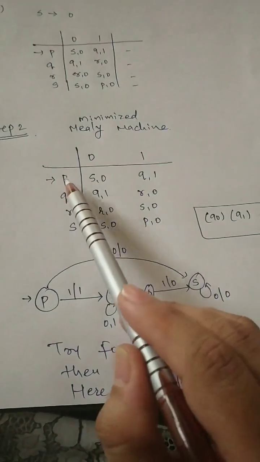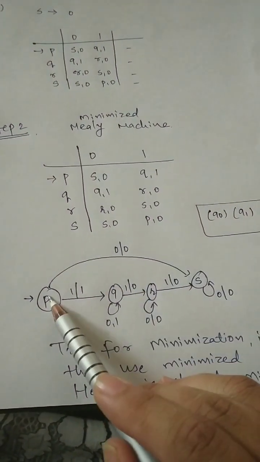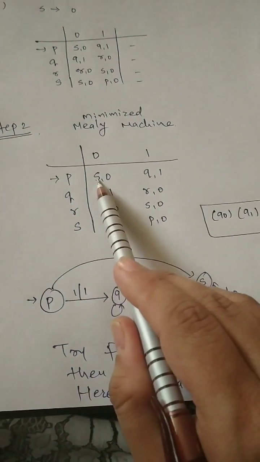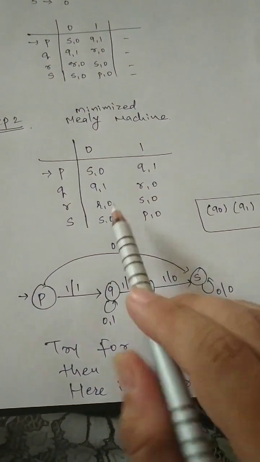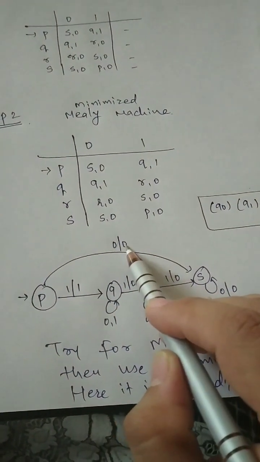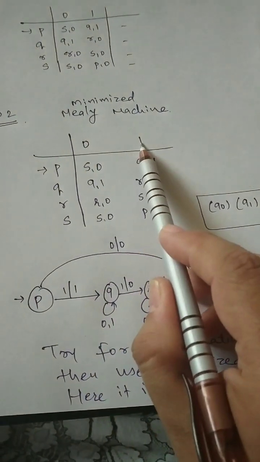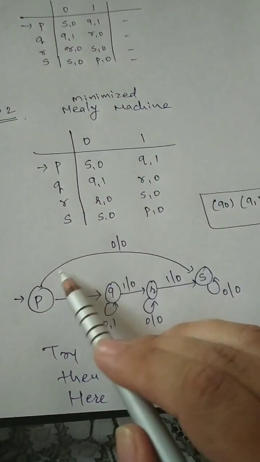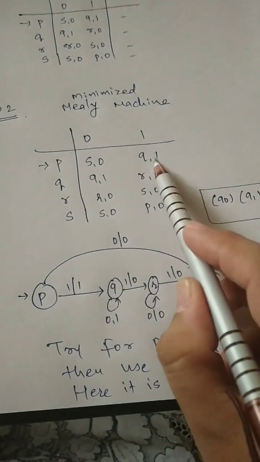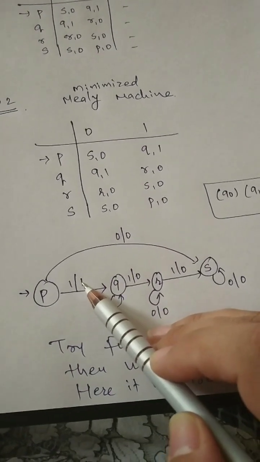How will we draw it? If we are in P, and the input symbol is 0, we will reach state S with output 0. That means by slash, this is the output, that is 0. If we are in state P, and input symbol 1 is there, we will go to state Q. At that time the output you will get is 1. That means the output we will associate is 1.